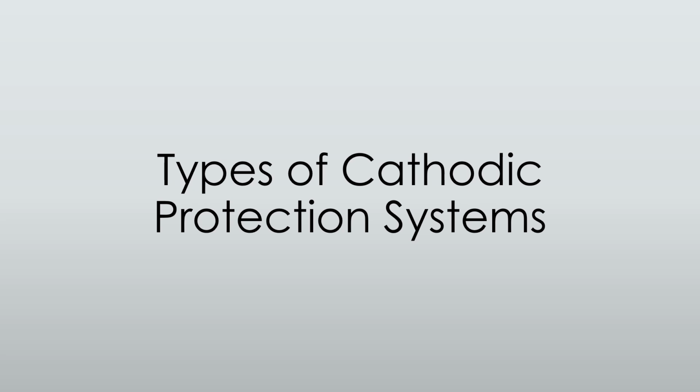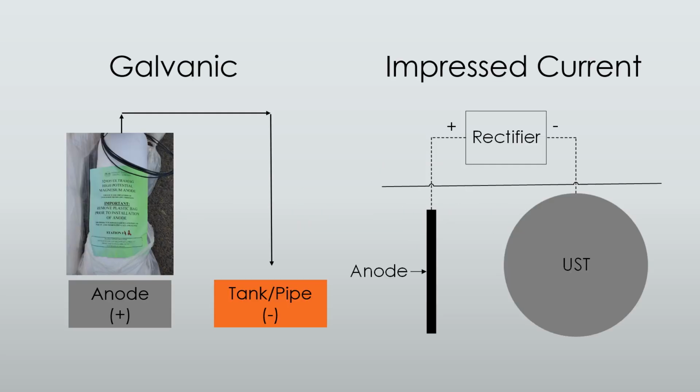We've got theory, we've got criteria, we've got little fundamentals on why negative 850. So now let's see how we practically apply CP to metal surfaces. The two general types of systems that exist are galvanic and impressed current. So the anode is our electron giver. The positive, we have our metal connection and we attach it to our tank or our metal pipe. We get flow that way.